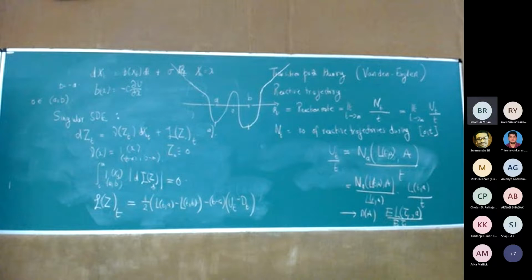By the way, since the particle is starting from A, u_t minus dt is either 1 or 0, right? Yeah, correct. 1 or 0. Yeah, okay. Yeah, it can't be minus 1. Okay, okay. Yeah.